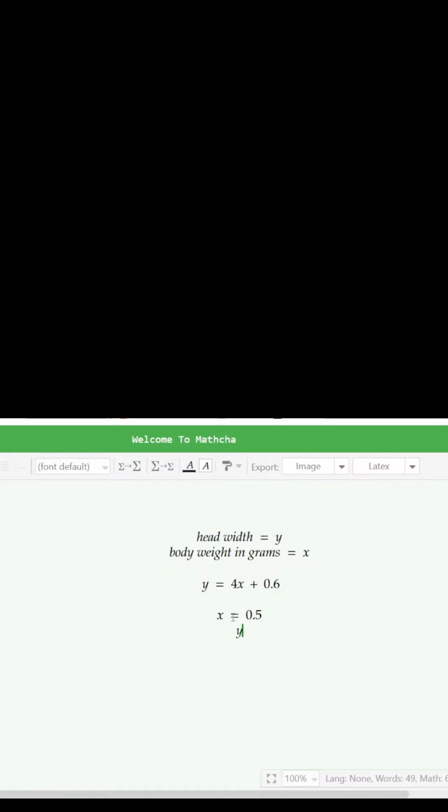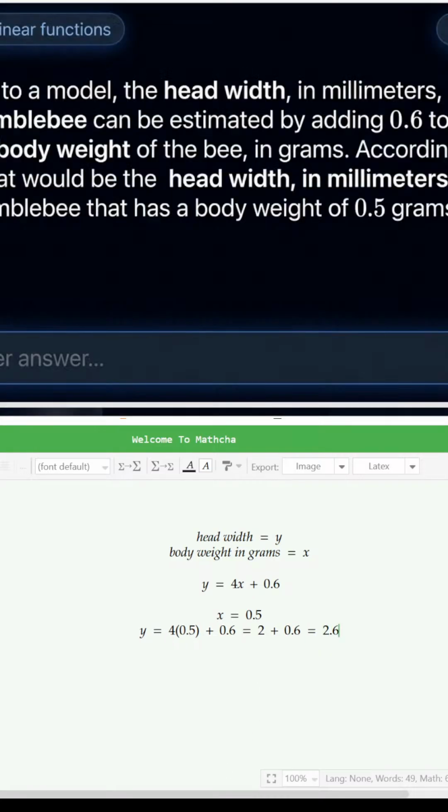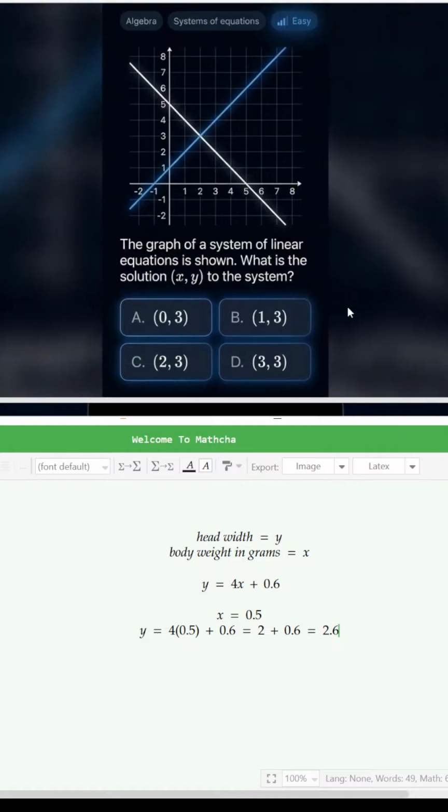Now y would be equal to 4 multiplied by 0.5 plus 0.6 as per the function. So that would be 2 plus 0.6, which is 2.6. So 2.6 is our correct answer. Since this is an integer type question, there are no multiple options, so that is the final answer. Now let us go to the next question.